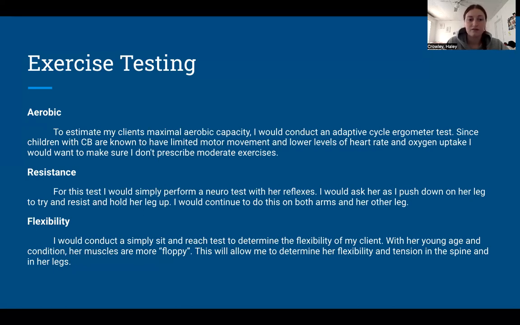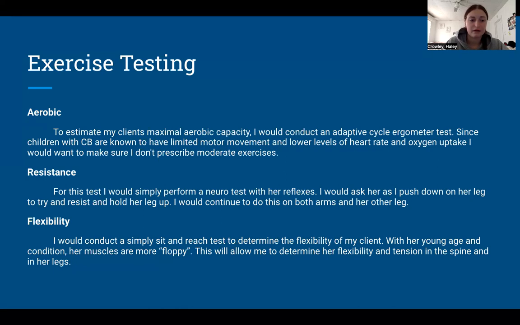For my resistance testing, I would simply perform a neuro test with her reflexes. I would ask her, as I push down on her leg, to try and resist and hold her leg up. I would continue to do this for the other leg and both arms.